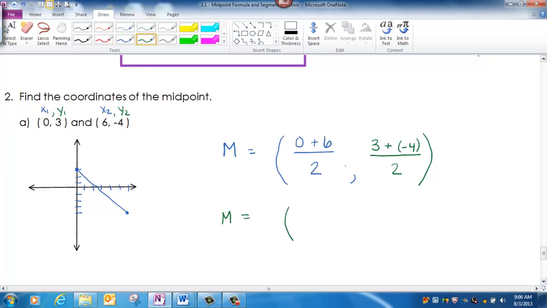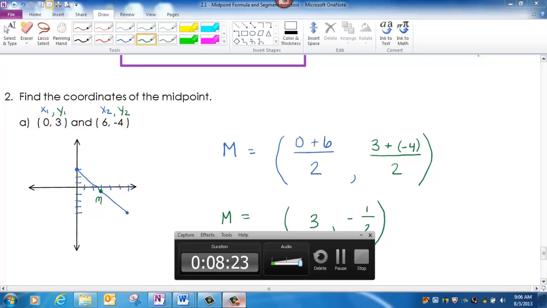Okay, so now we just need to simplify this. 0 plus 6 is 6 divided by 2, that gives us 3. Now 3 plus negative 4, well that's negative 1. Negative 1 divided by 2, we can just leave that as negative 1/2. Okay, so if we did everything right, let's find the coordinate point 3 and then down 1/2. This right here would be our middle point, and it looks like it's about halfway between the initial 2 points that we plotted. Good job, guys.